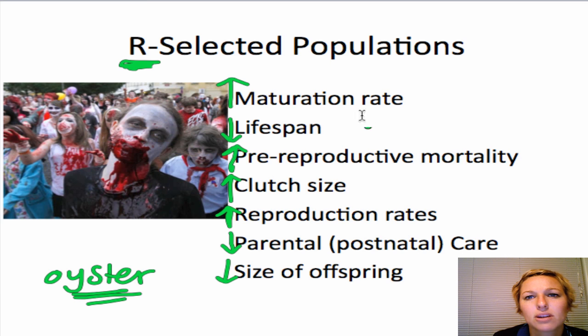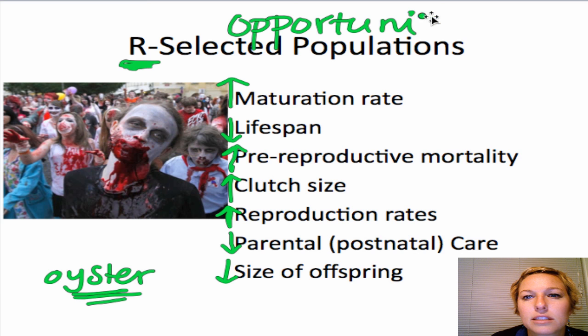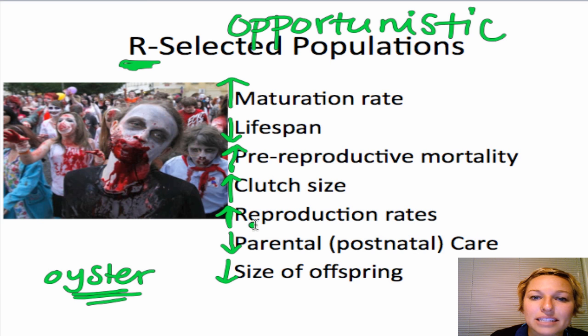So sometimes R-selected populations are also called opportunistic. They have the ability to grow really, really fast because they can have a lot of babies all at once, right? However, the survivability of their babies is not as high as a K-selected population.